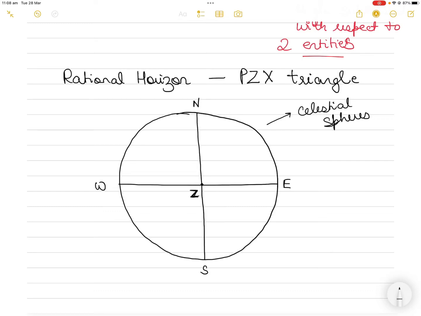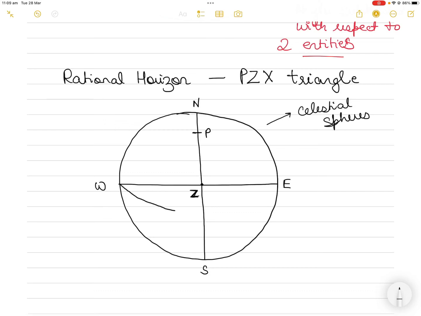Alright, then what we do is the observer always stays in the center of the rational horizon diagram. Now, if the observer is in north latitude, we project the north pole here. This is the north pole. So P is the Earth's north pole projected onto the celestial sphere.